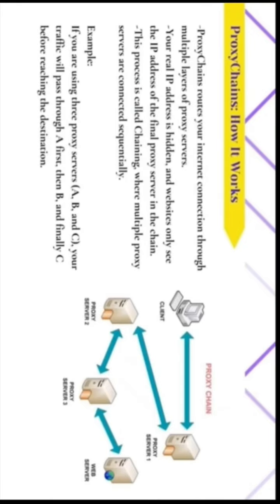Now let's talk about proxy chains. Proxy chains reroutes your internet traffic through several proxy servers. This hides your real IP address, and the website you're visiting only sees the IP of the last proxy in the chain. This process is called chaining, where proxies are connected one after another. It's perfect for anonymous browsing, accessing blocked websites, or securely testing networks.